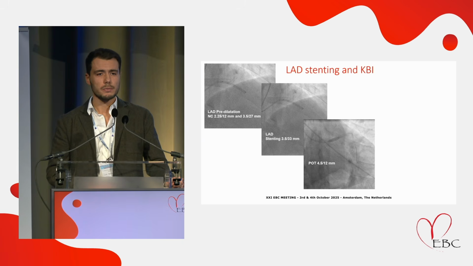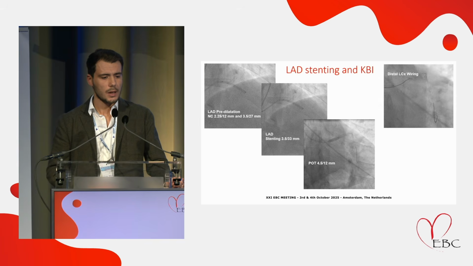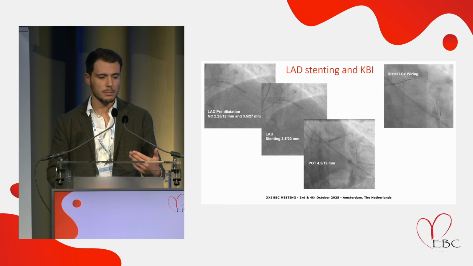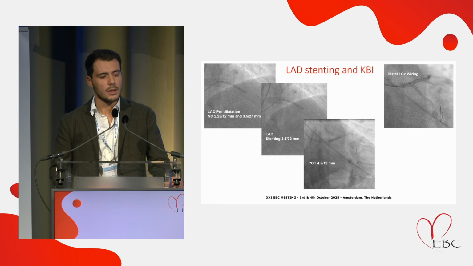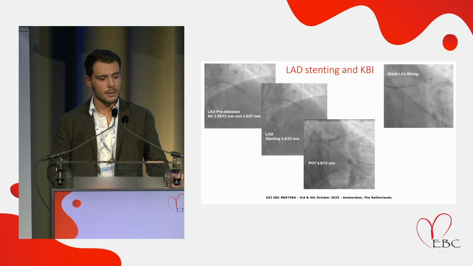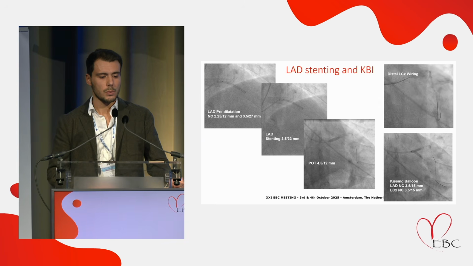After that, we performed a POT with a 4.5 millimeter balloon, and we performed the second rewiring of the circumflex. You can appreciate the pullback technique, of course, that is recommended by all the consensus to distally rewire this branch as well. And after that, a kissing balloon with 2.5 non-compliant balloons with simultaneous deflation.